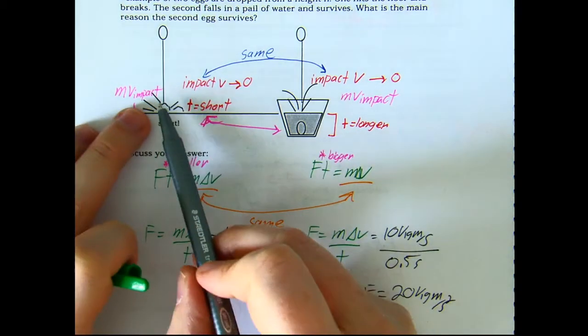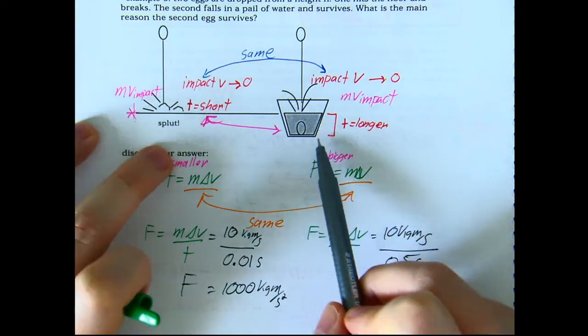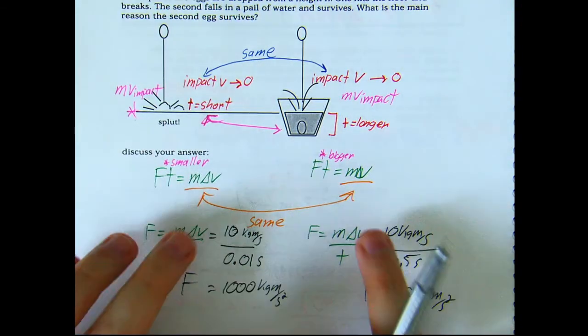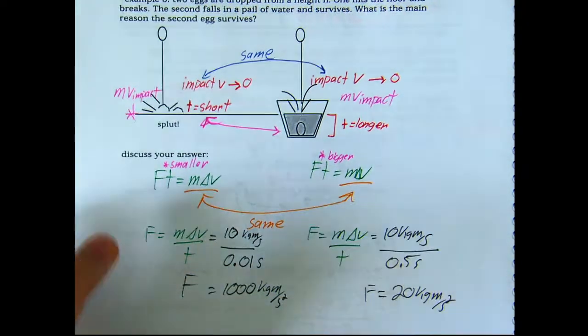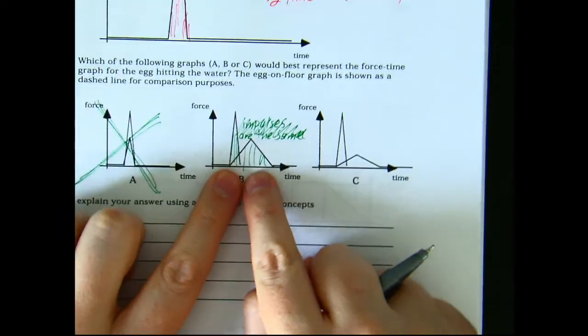I have an impact velocity that's the same. I have a final velocity that's the same, so my change in momentum has to be the same. So that means my impulse has to be the same. The time just changes the amount of force. If we look at what's going on here, these impulses are not the same.